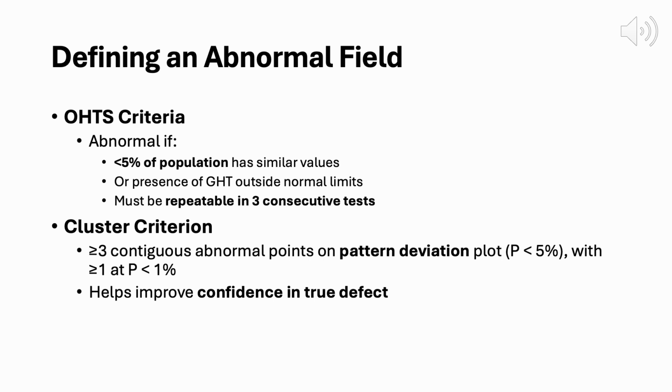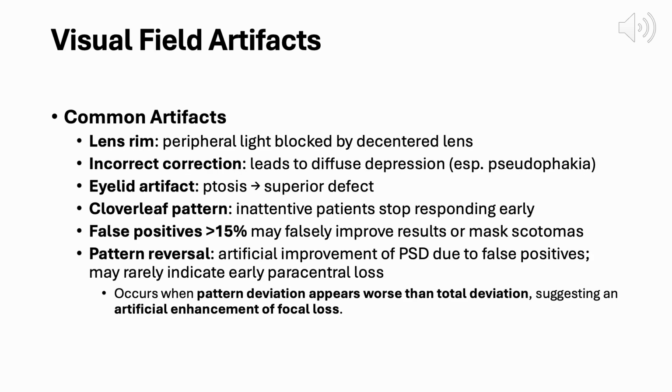This pattern helps confirm that we're seeing a true defect, not just a random artifact. This combination of repeatability and clustering improves our confidence that a defect is real and clinically meaningful. This slide focuses on common artifacts that can distort visual field test results and potentially mislead interpretation.